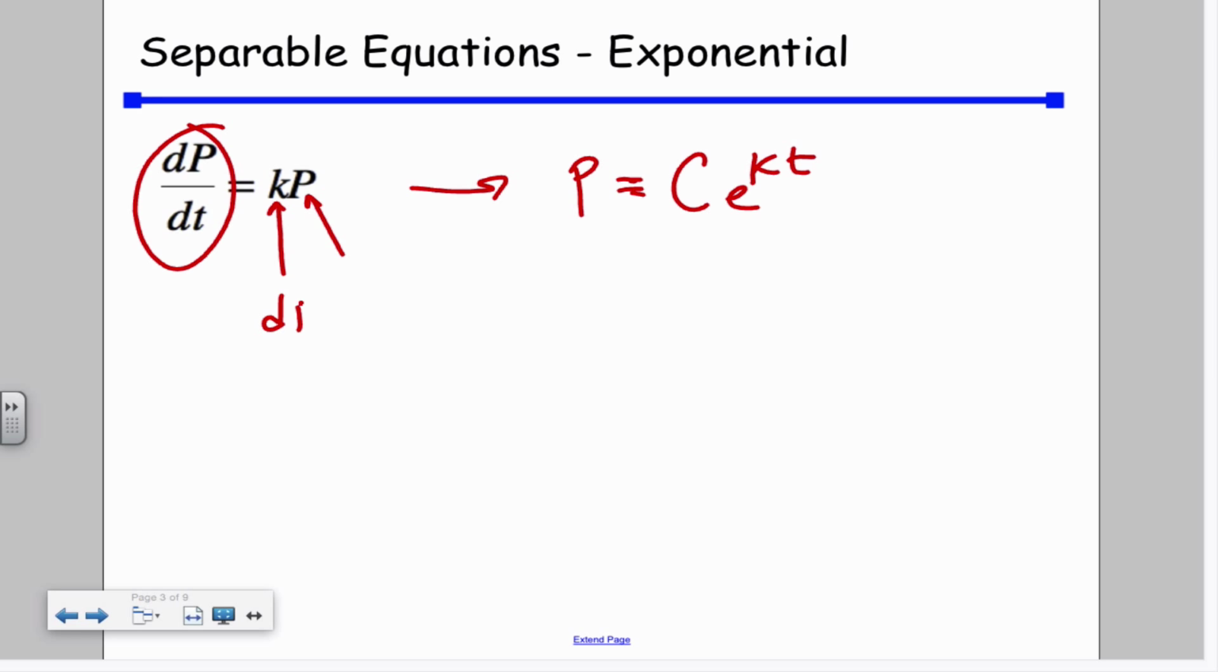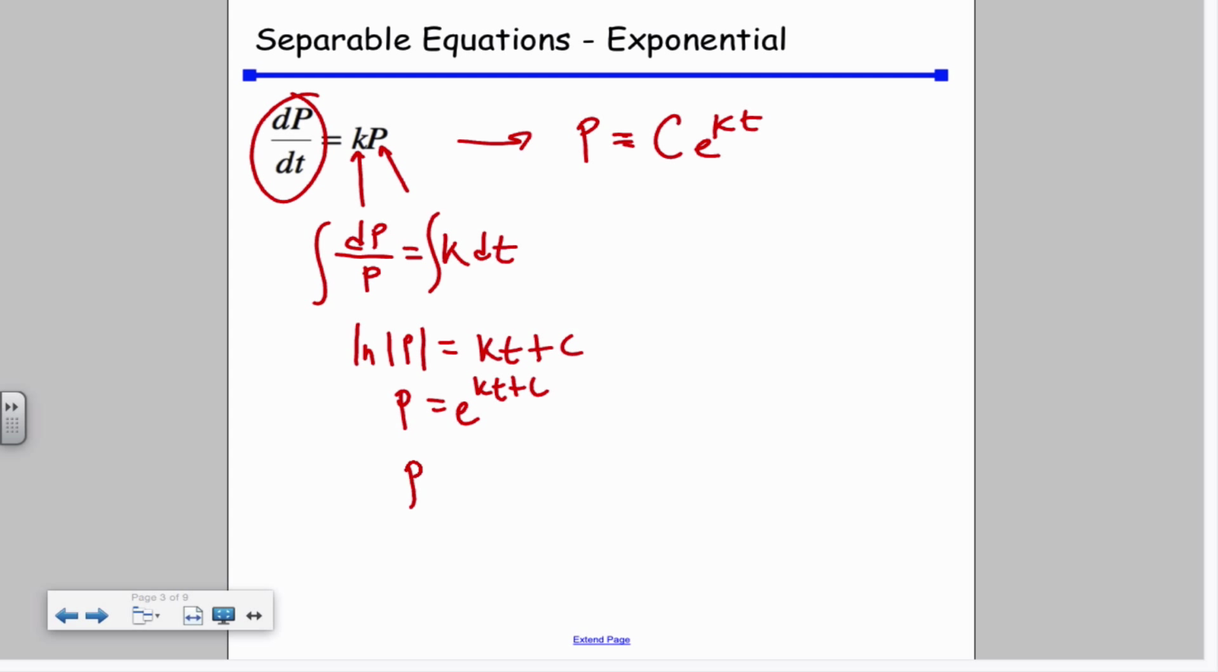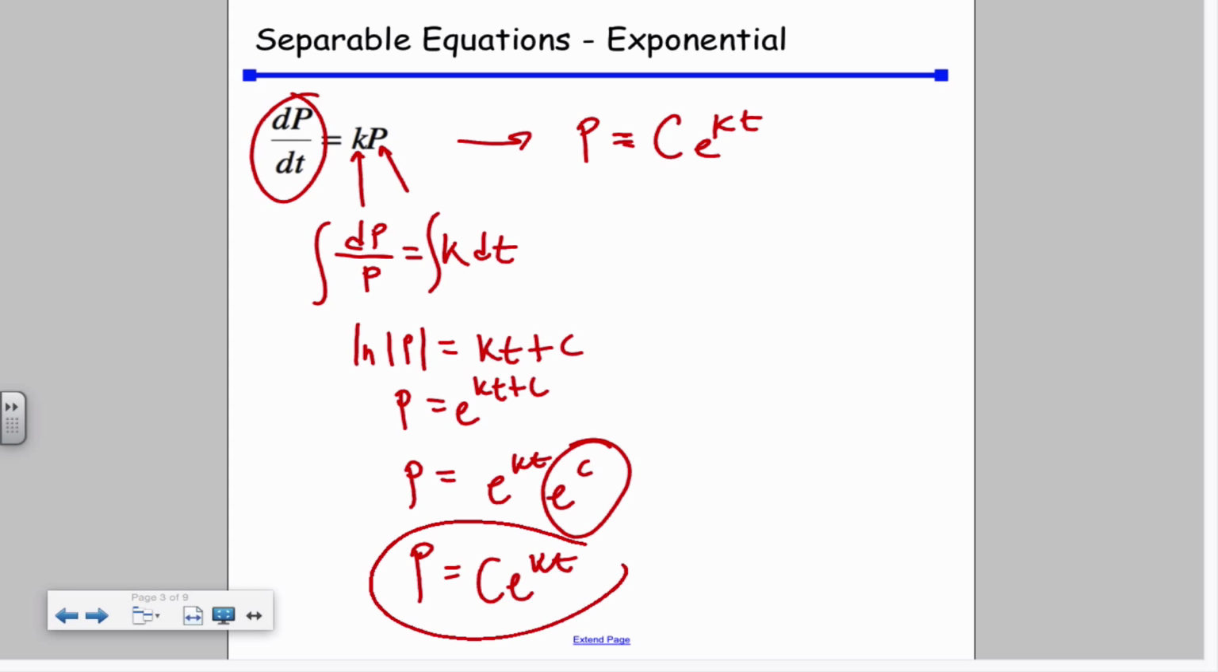Let's just review really quick. We're going to separate the variables. dp over p equals k dt. A common error is moving the k into the denominator with the p down here. It's probably better to just leave it on the right hand side. Okay, so we're going to take the antiderivative of both sides, and on this side we're going to get ln absolute value of p equals kt plus c. And now we're going to solve for p, so I'm going to say p equals e to the kt plus c. And remember, we can rewrite this as e to the kt, e to the c, and this right here becomes a constant out in front, which is C e to the kt. Okay?